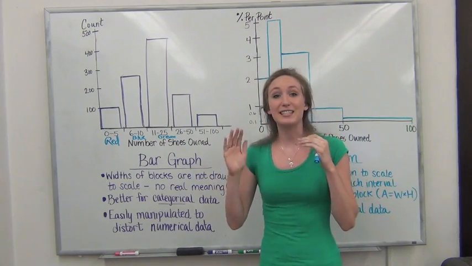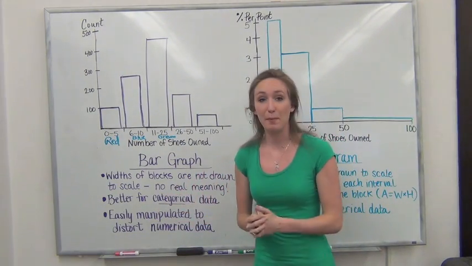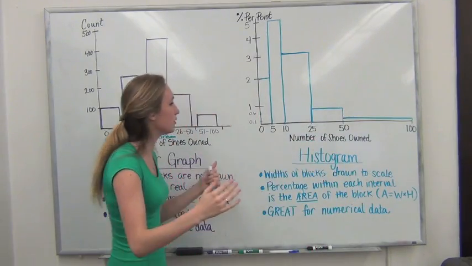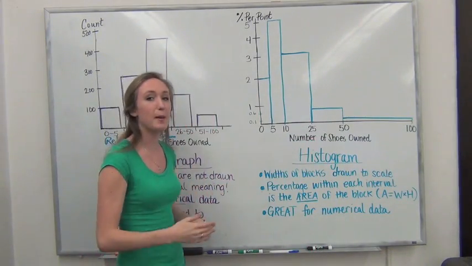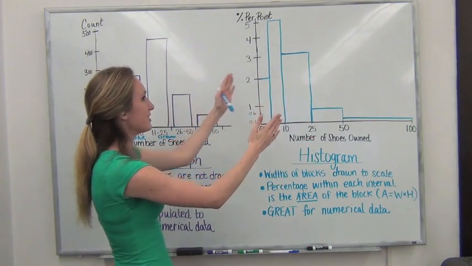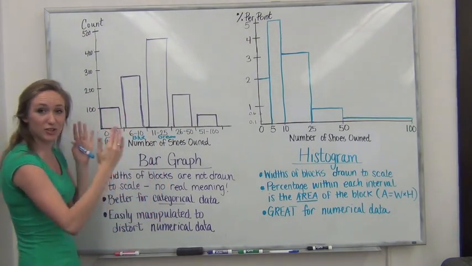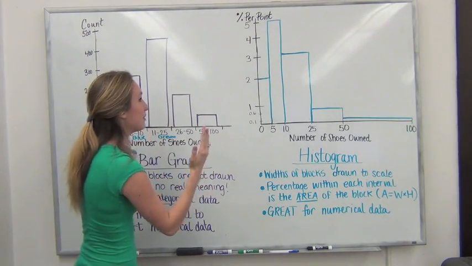So let's look at the exact same data, the exact same numbers, displayed on a histogram. This might be brand new to you. This is a histogram, and immediately we can see this doesn't even look anything like this bar graph. I assure you, this is the exact same data.